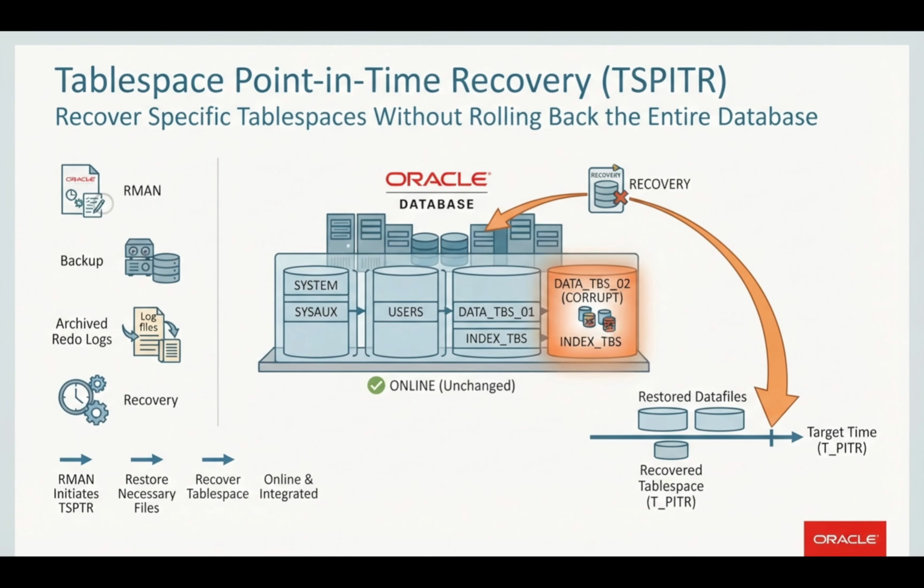Yesterday, we looked at point-in-time recovery, where we can take the entire database back to an earlier point in time. But here's the problem. What if only one application has an issue? Do we really want to roll back the entire database and potentially lose good transactions from other applications? Absolutely not. This is where Tablespace Point-in-Time Recovery comes in.